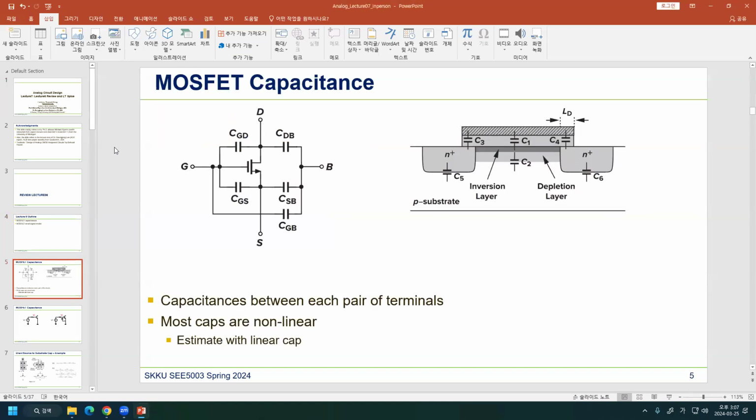So capacitances. The point here is that we have a lot of parasitic capacitances, and the characteristic of these capacitances is that they are not linear. What it means is that their capacitance value isn't constant. It depends on the region.